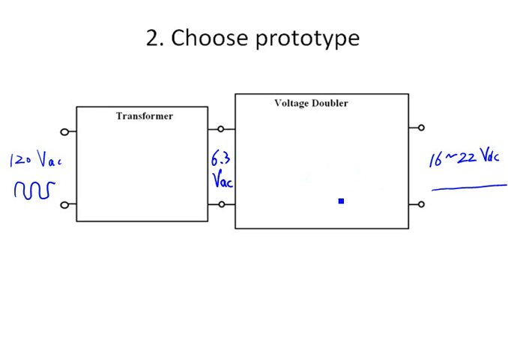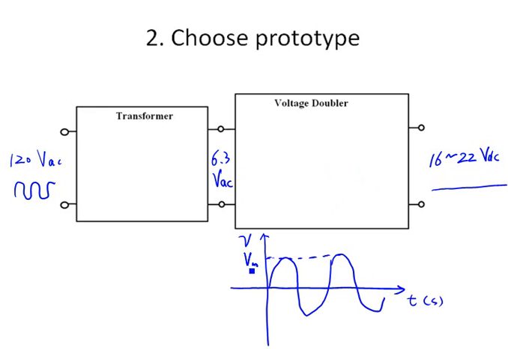So we need a voltage doubler or voltage multiplier to convert the AC to DC. If it's 6.3 volts AC, 6.3 is the RMS value. So the maximum magnitude, the peak value, should be square root of 2 times the RMS value, 6.3. So that's around 9 volts. So the peak value should be around 9 volts. So the output from the transformer is AC voltage at 9 volts peak.